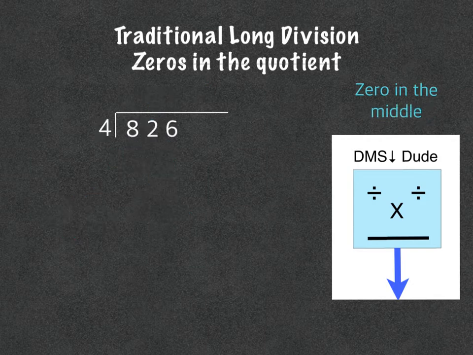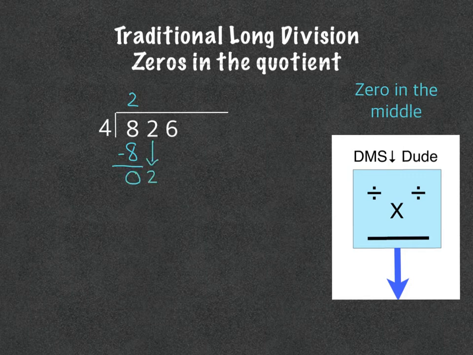That's the shortcut method. All right, let's talk about if our 0 happens in the middle. So 4 goes into 8 how many times? 2 times. 2 times 4 is 8. We're going to subtract and get 0.